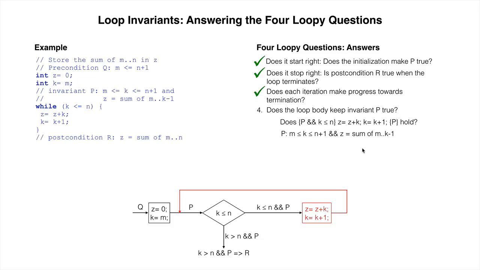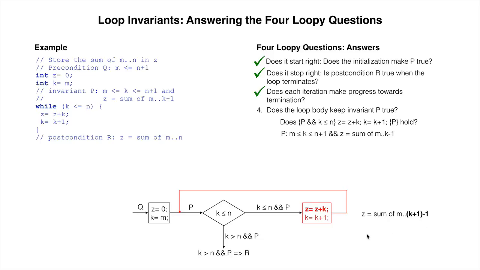For the second half, we want to show that z remains the sum of m dot dot k minus 1. When execution of the loop body begins, this is true. After executing the first line, bolded here, z equals the sum of m dot dot k. This can be rewritten as z equals the sum of m dot dot k plus 1 minus 1.